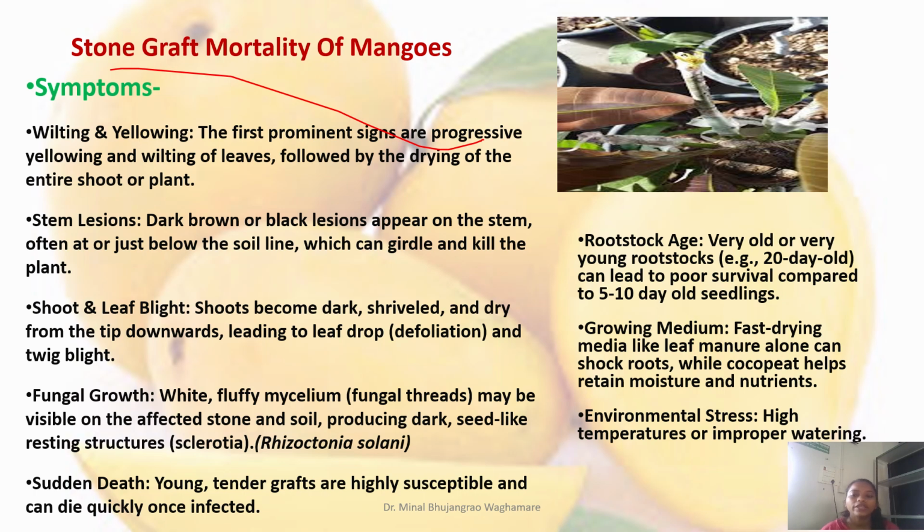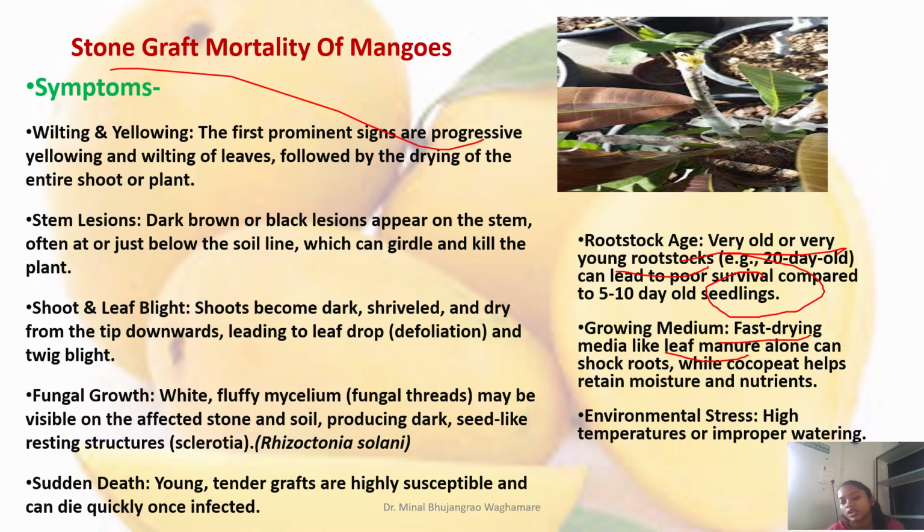So why does it happen? First we have to see what the causes are. If we choose a very old or very young rootstock for the grafting, it definitely reduces the chances of survival of the seedling. If we are doing such grafting in a very dry media like leaf manure only, then proper moisture is not provided after grafting.